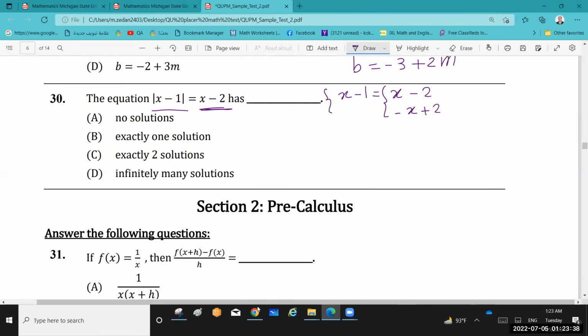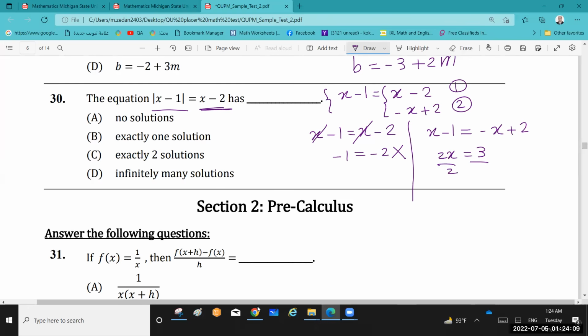I try to solve. If you take the first option, x minus 1 is equal to x minus 2, by removing x, -1 is equal to -2, which is a wrong statement. No solution until now. Take the other option. x minus 1 maybe equals -x plus 2. So if you collect x on one side, you have 2x here and 3 here. Over 2, the x is 3/2. Be careful. You see here one solution.